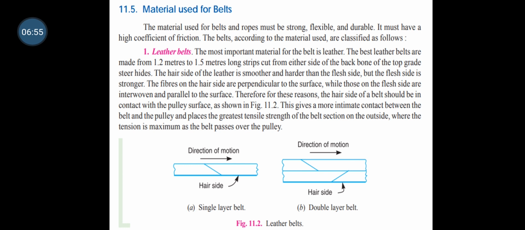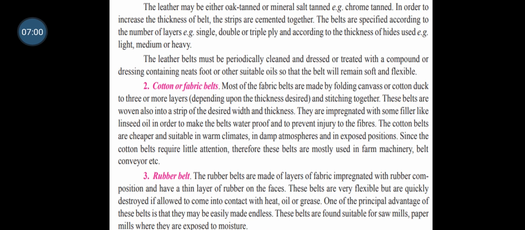The next one is the cotton or fabric belt. Most of the fabric belts are made by folding canvas or cotton duck to 3 or more layers depending upon the thickness desired and stitching together. These belts are woven also into a strip of desired width and thickness. The cotton belts require little attention, therefore these belts are mostly used in farm machinery and belt conveyors.